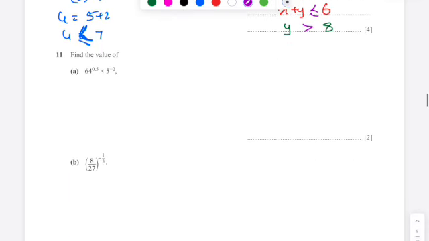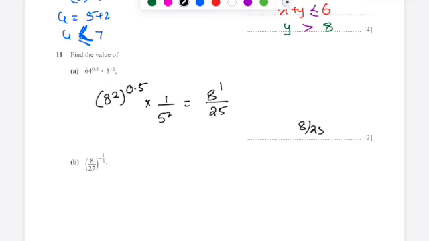Next, question number 11. Find the value of this one. 64 is nothing but what? 8 squared, to the power of 0.5, times 1 upon 5 squared. So this is 8 to the power of 1 divided by 25. 8 upon 25 is going to be the answer.